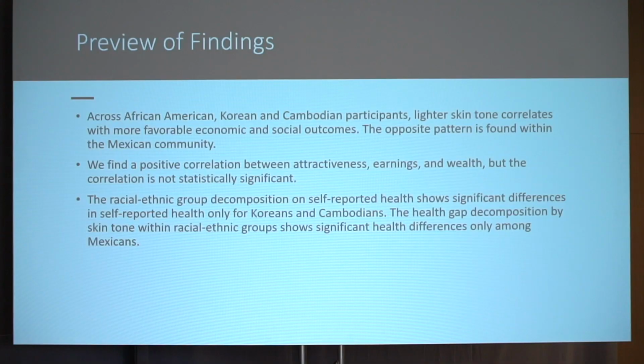And then we look at a few different decompositions, which I'll explain in a moment. What we find from those is that we do find significant differences in the self-reported health for Koreans and Cambodians compared to whites. And we find that when we look within race, we find a health gap for Mexicans, so for light-skinned Mexicans versus non-light-skinned Mexicans.